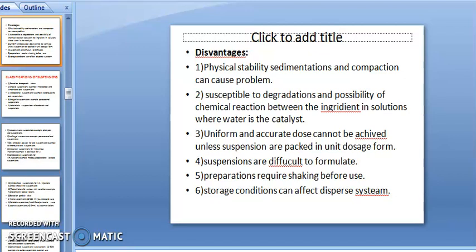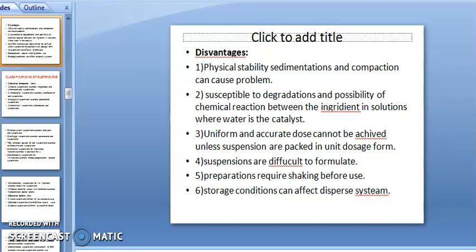त्यानंतर बघूया आपण disadvantage of suspension. Physical stability, sedimentation and compaction can cause a problem. When we are formulating the suspension, there is a settling down of particle. It's a major issue with your suspension. Sedimentation is a major issue for the settling of the particle. It is difficult to redisperse the settled particles.